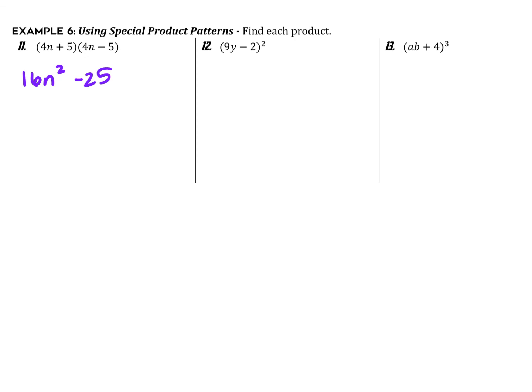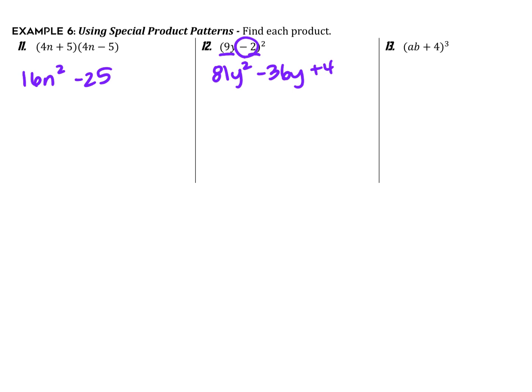Number 12 is the sum of perfect squares. So the first term is going to be what I get when I multiply 9y times 9y. The second term, or the middle term, is going to be what I get when I multiply 9y by 2, and then I double it because I would get that 2 times if I was expanding. So that's going to be minus 36y. And the last term is going to be what I would get if I square negative 2, which is positive 4.